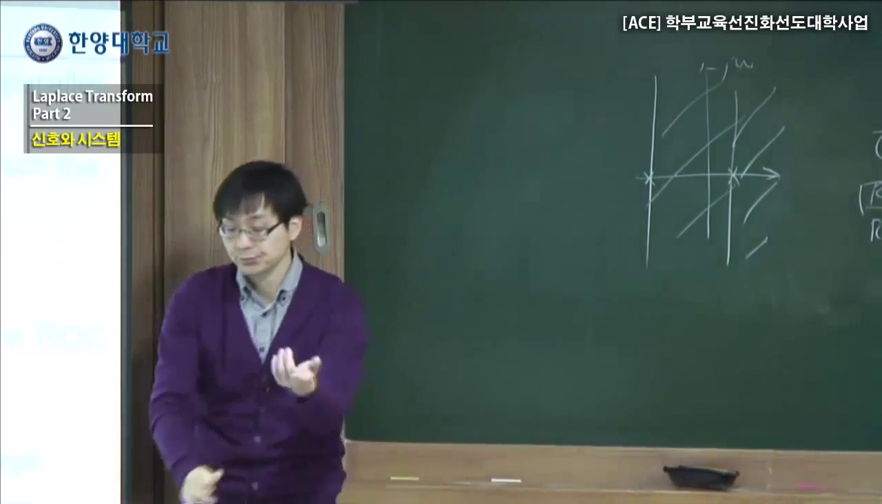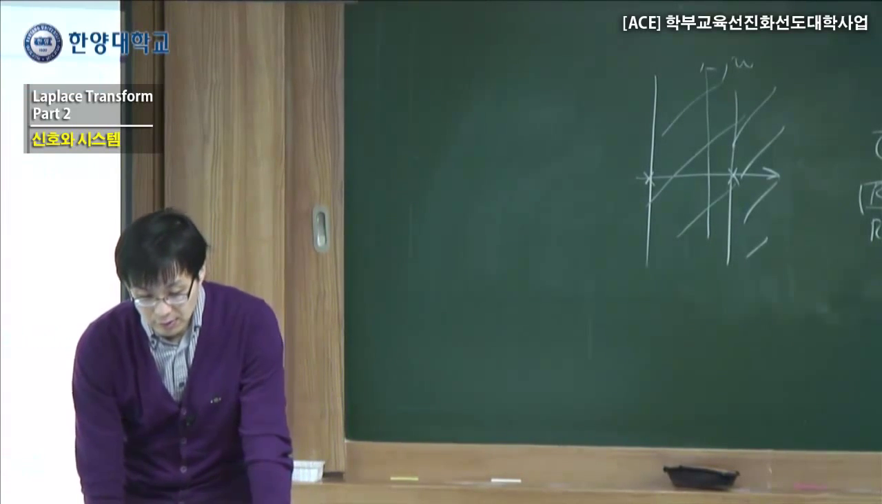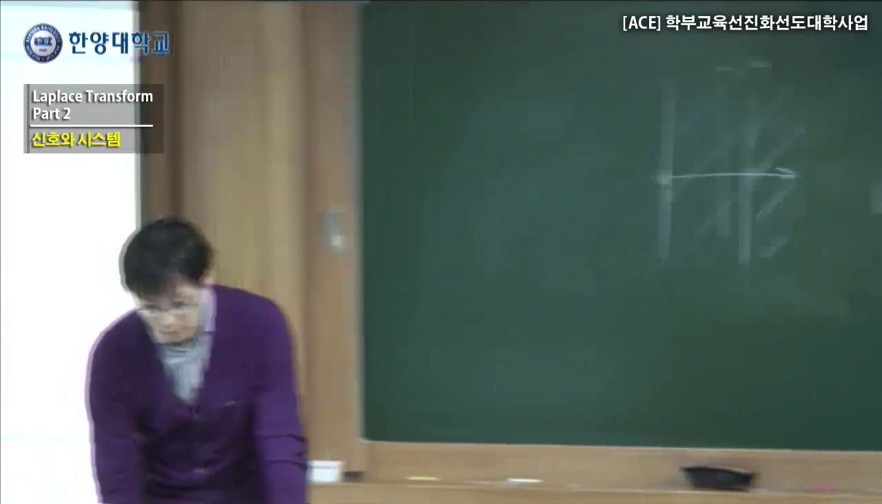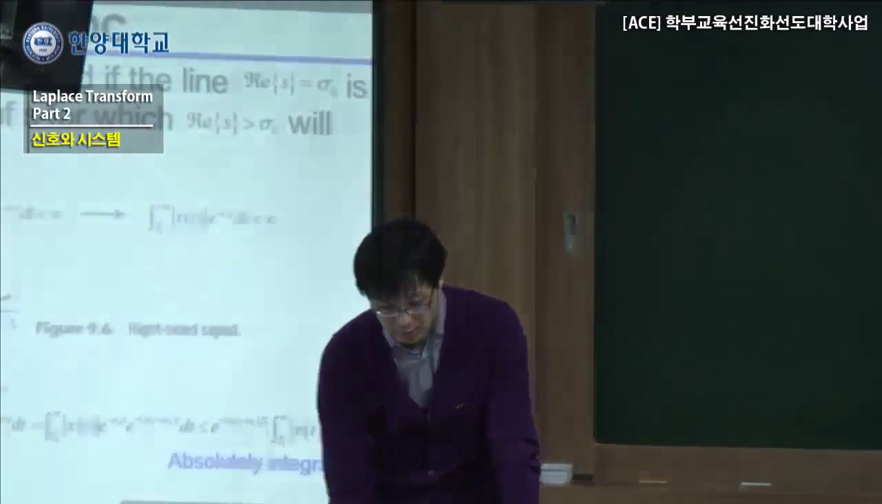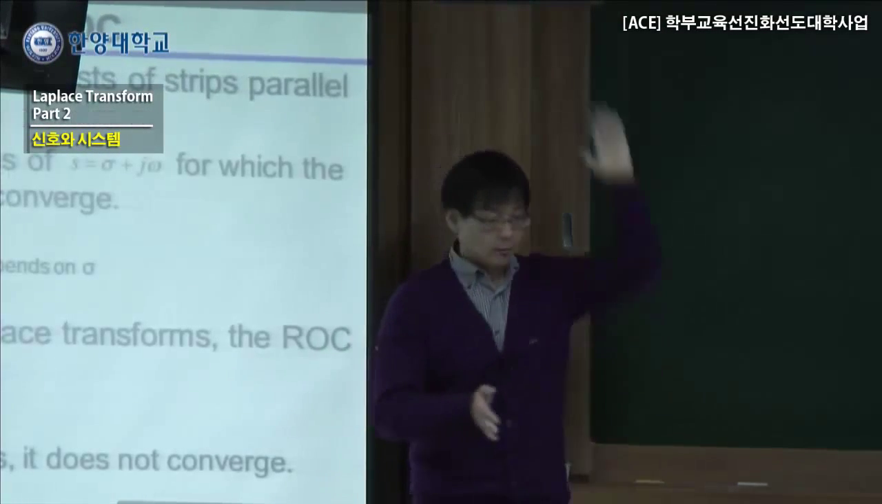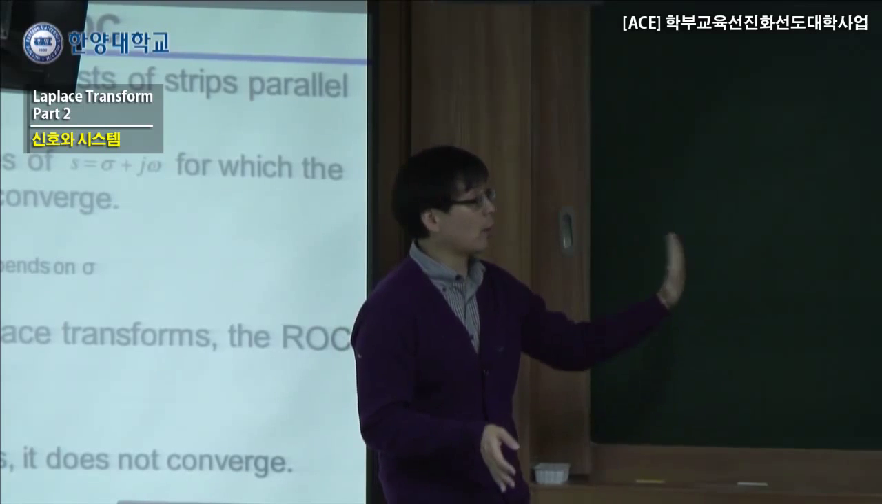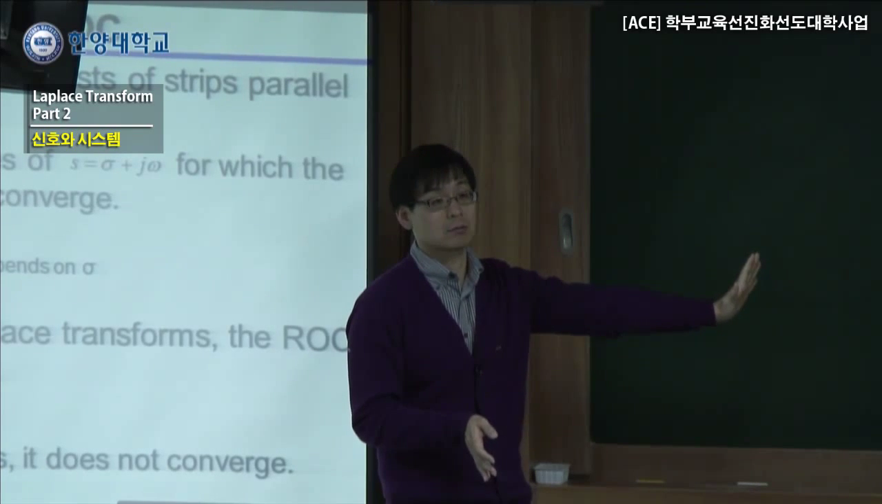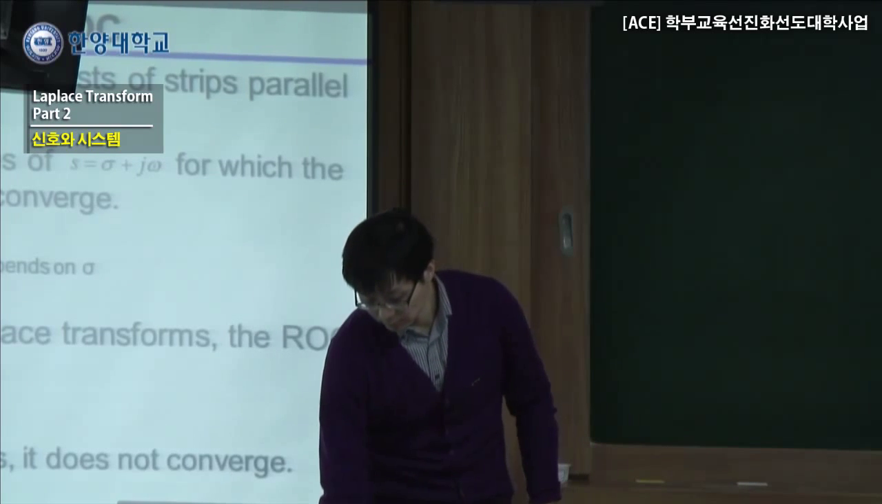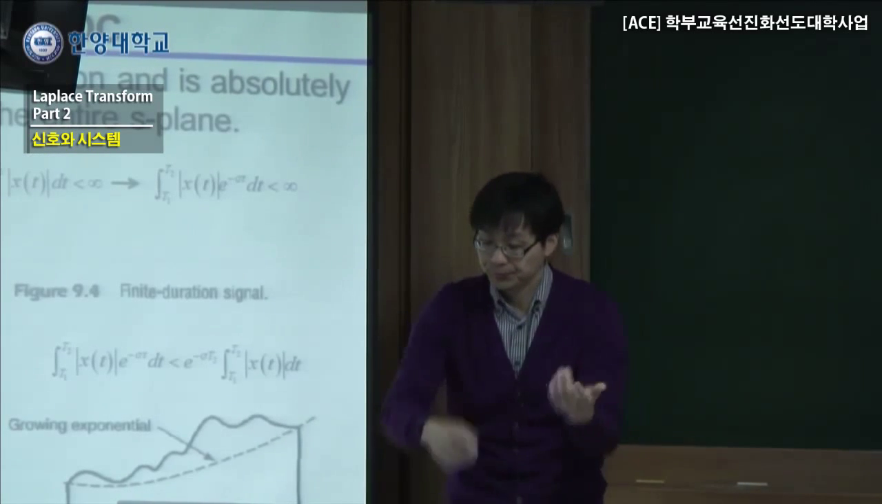So, that's property number two. Number one, vertical line. Number two, no pole inside. Because if there's a pole, we have to find another regional convergence. Right? Number three.